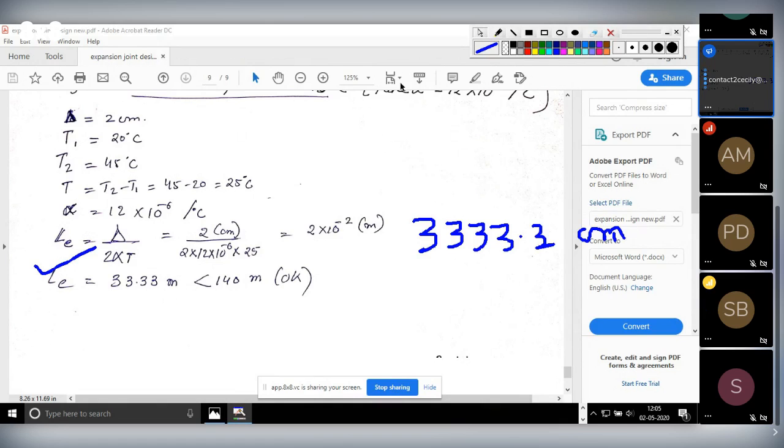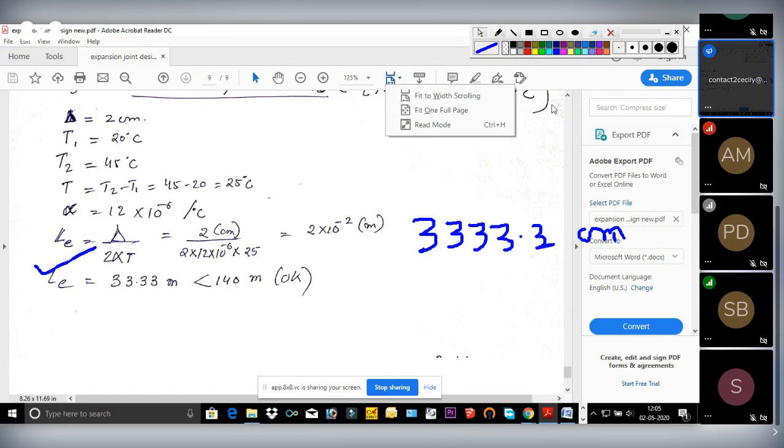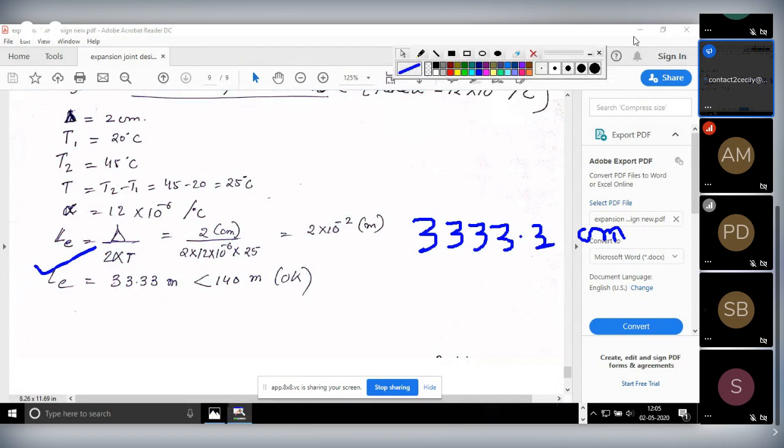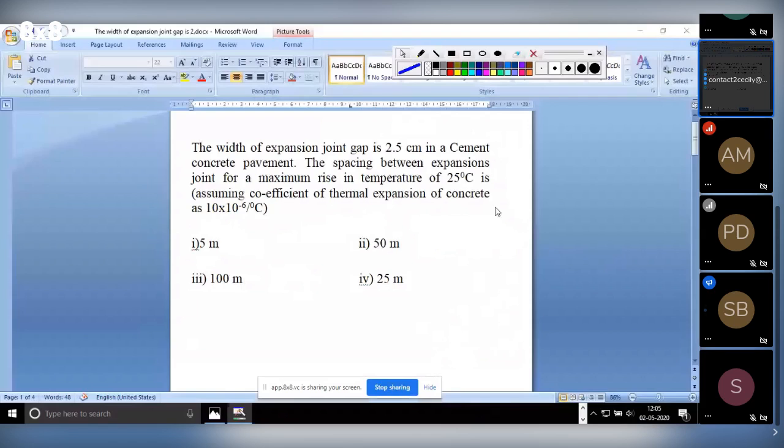Now solve another problem. Do it by yourself, I'm giving you. Solve this one. Is T1 to be taken as 0 here?